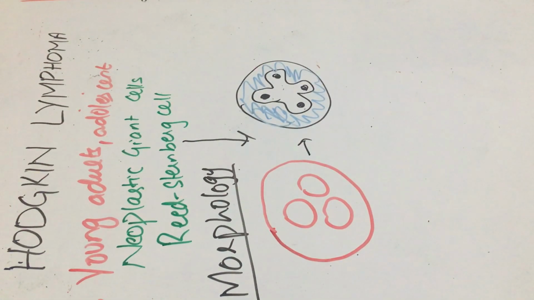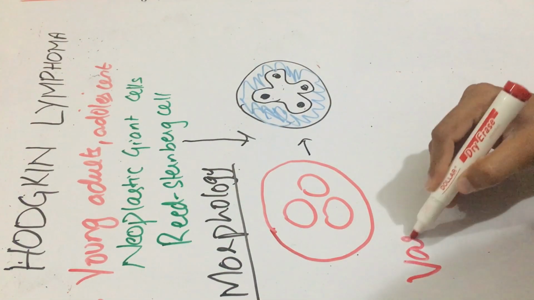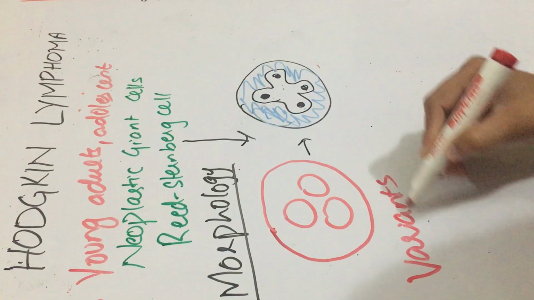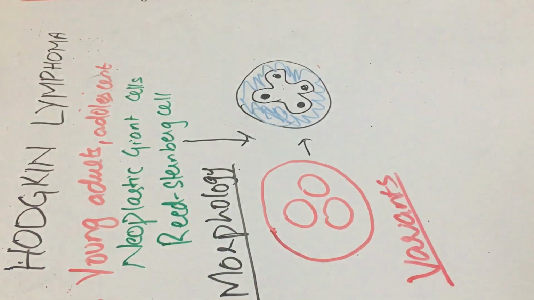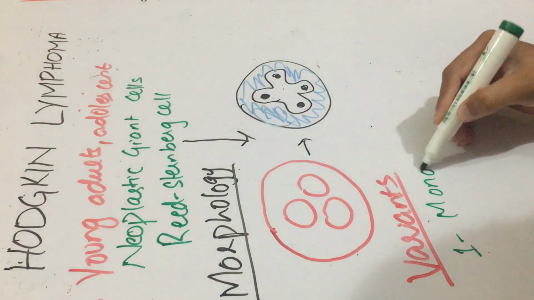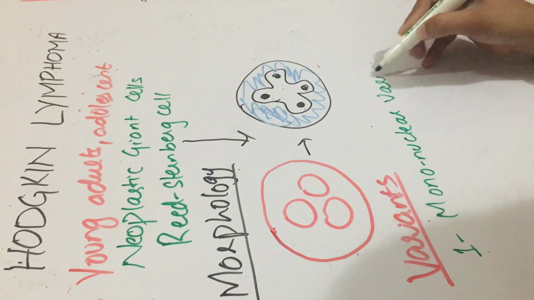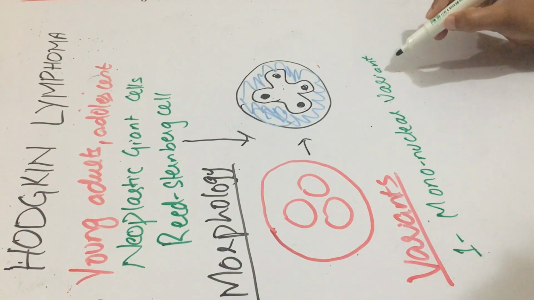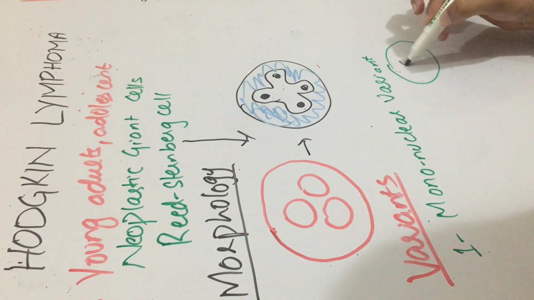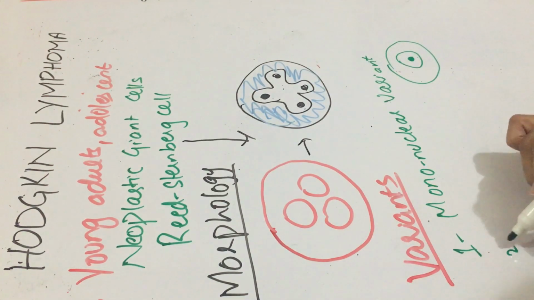Now we discuss the variants of the Reed-Sternberg cell. There are different types of Reed-Sternberg cell. The first is the mononuclear variant. This mononuclear variant contains a single nucleus and a large inclusion-like nucleolus.